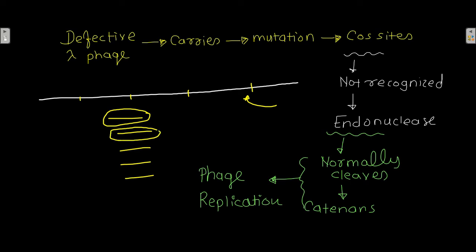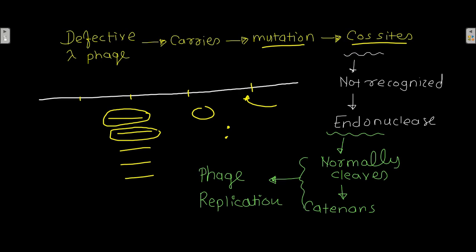But if this long catenon is not cut by the endonucleases because there is a mutation in the cos site, then the individual genomes of the viruses will not be produced. There will be nothing for the proteins to coat, and that is how you will get the proteins, and those proteins you can use for your own experiment. So that is how you obtain those in vitro packaging proteins, by just doing mutation at the cos sites.